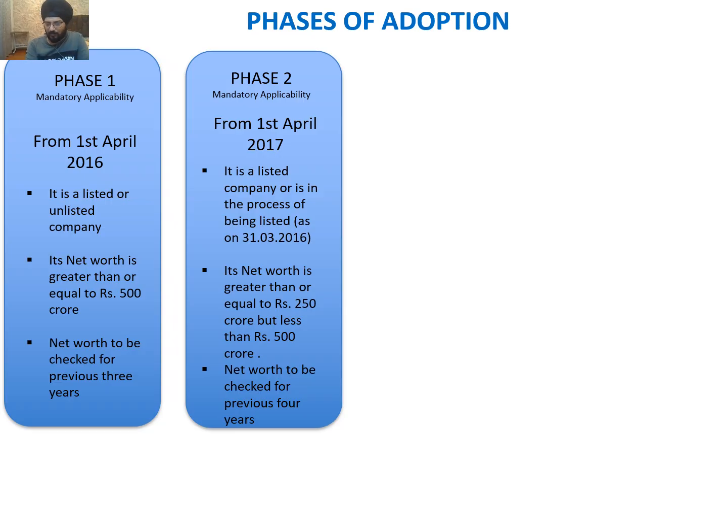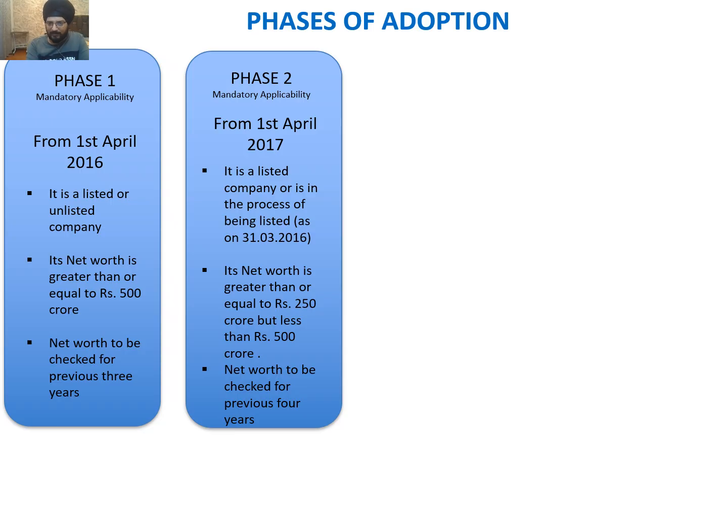That is the only exclusion. Otherwise, all the listed companies are mandatorily required to adopt the IND AS to represent their financial statements. And for non-listed companies, the net worth threshold got reduced from 500 crore to 250 crore. So which means that all the unlisted companies, if their net worth is equal to 250 crore or more than 250 crore, but less than 500 crore, they are going to mandatorily adopt the IND AS from phase 2, which is like from 1st April 2017.